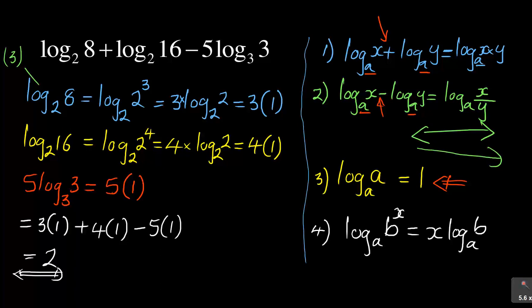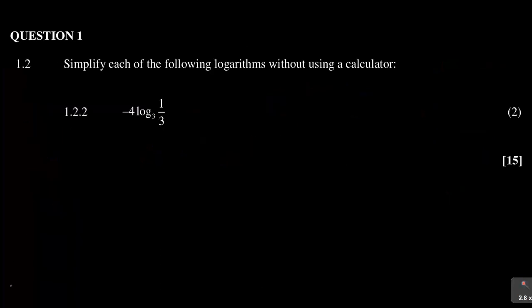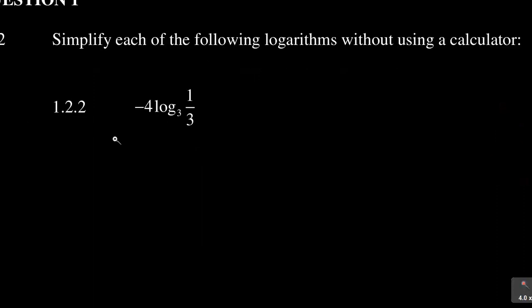Now let us move on to our next question, and it seems this is our last question because it is showing us that the total mark allocation of question 1 is out of 15. So this is the last one, and this particular question 1.2.2 was 2 marks. It still says simplify each of the following logarithms without using a calculator. If it's all numbers like that, it means I can check it with the calculator and see what the calculator is giving me.